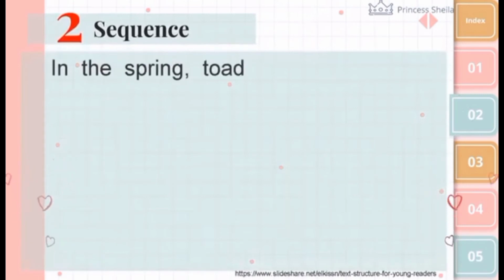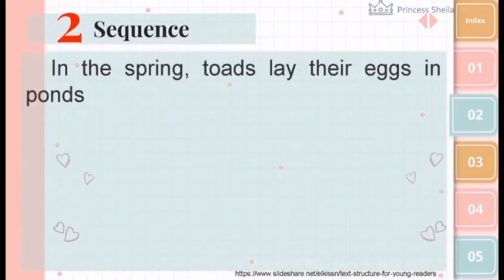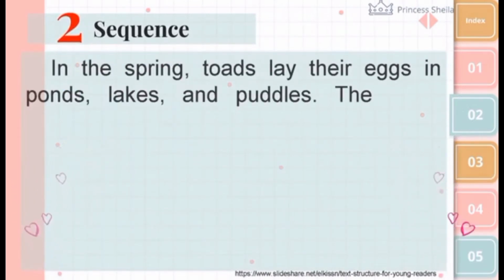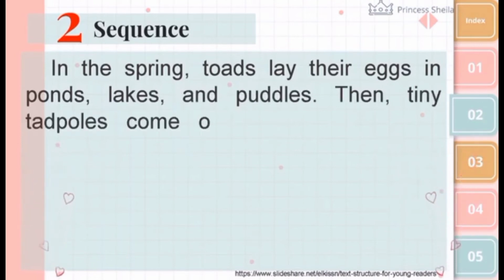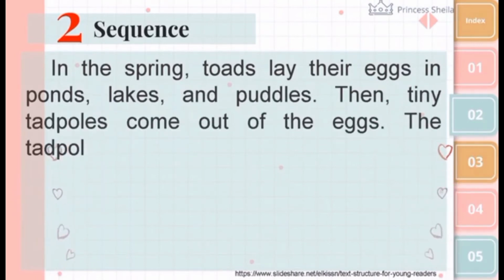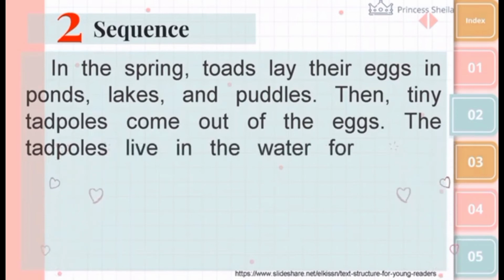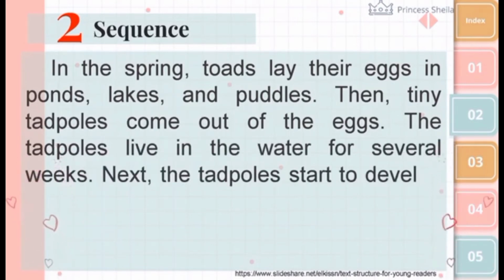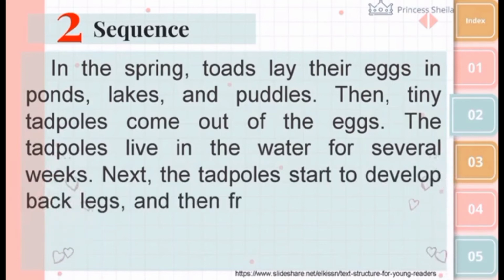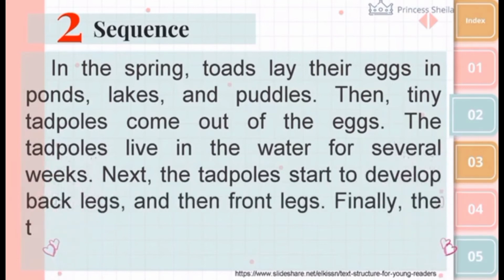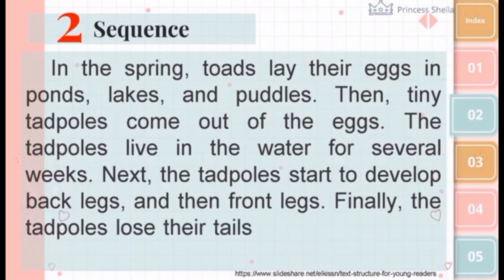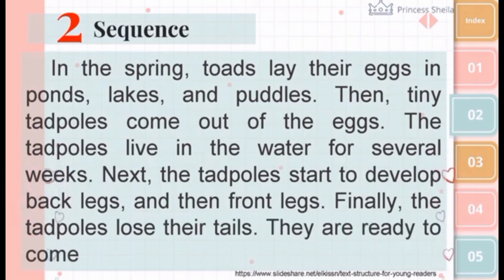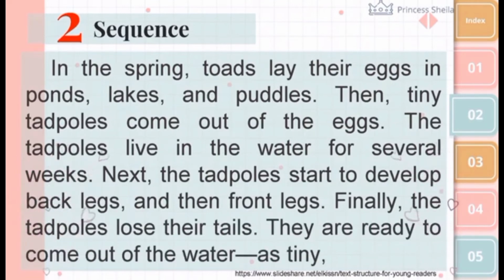Let's look at this text. In the spring, toads lay their eggs in ponds, lakes, and puddles. Then, tiny tadpoles come out of the eggs. The tadpoles live in the water for several weeks. Next, the tadpoles start to develop back legs, and then front legs. Finally, the tadpoles lose their tails. They are ready to come out of the water as tiny, tiny toads.